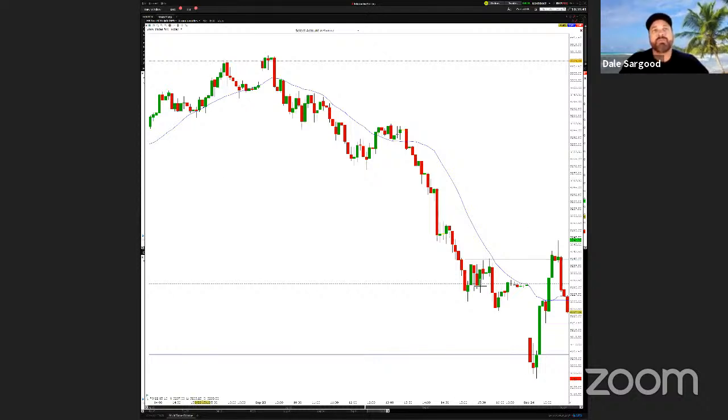What I want to wait for is ideally a small body candle right here. This will be the best case scenario. A small body candle to form right here. Right? And then if it breaks to the upside above that candle's high, take the trade.